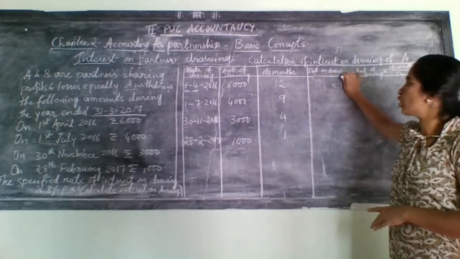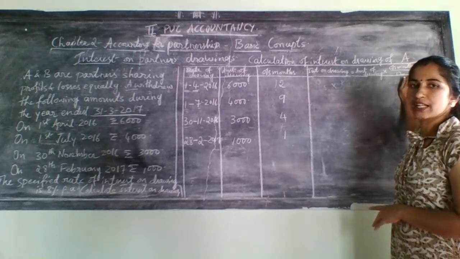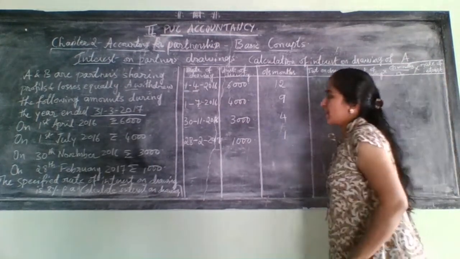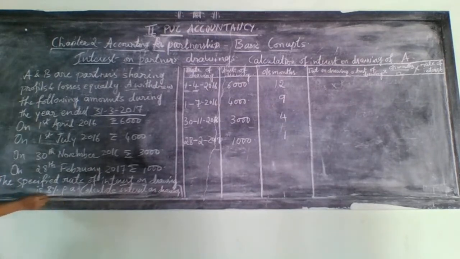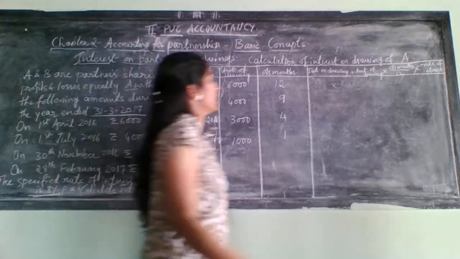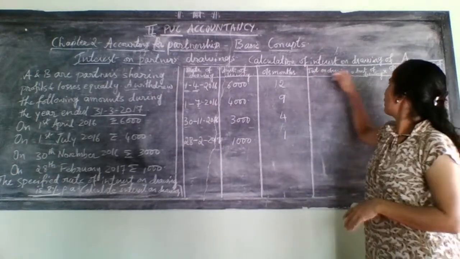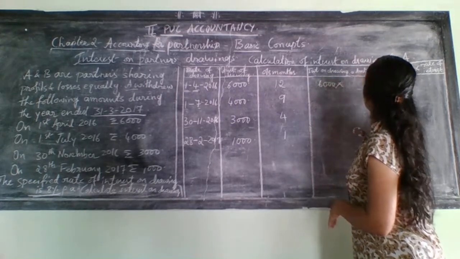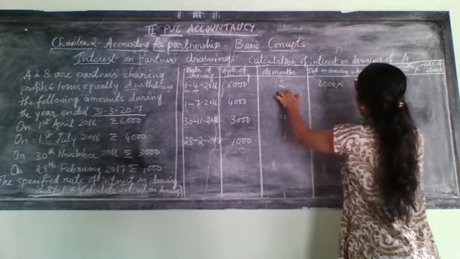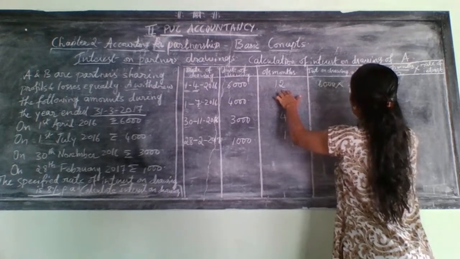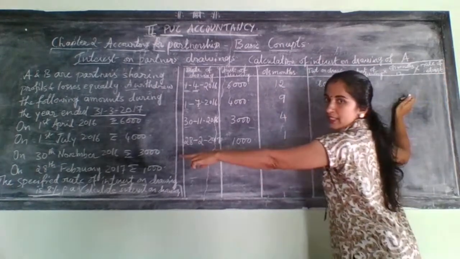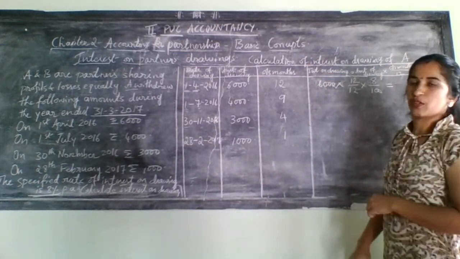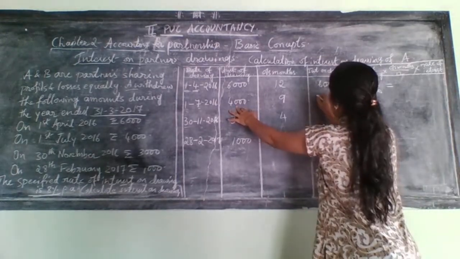After doing this, let us come here. Interest on drawing is equal to amount of drawing into outstanding months divided by 12 into rate of interest. Okay, the rate of interest, how much is it given here? Rate of interest is 8%. Let us start doing the problem now. So, amount of drawing, how much? 6,000. 6,000 into outstanding months, how much? 12 by 12 into rate of interest, how many percent? 8 divided by 100.